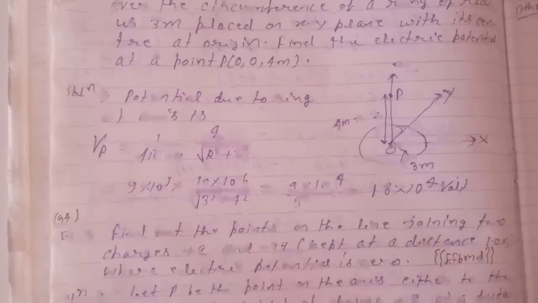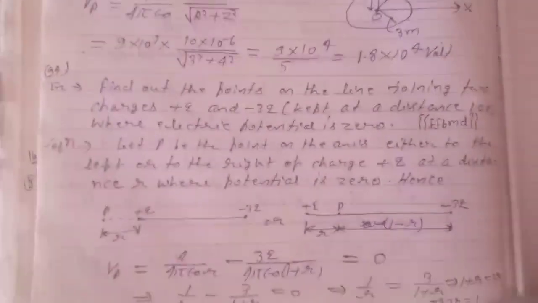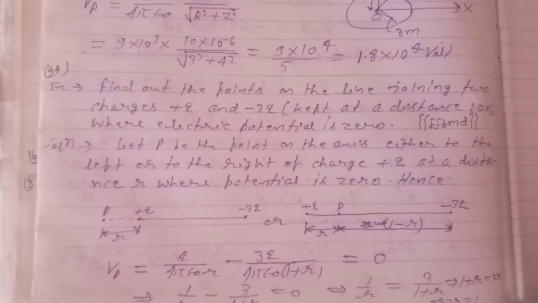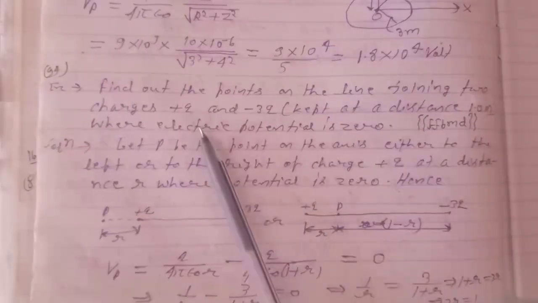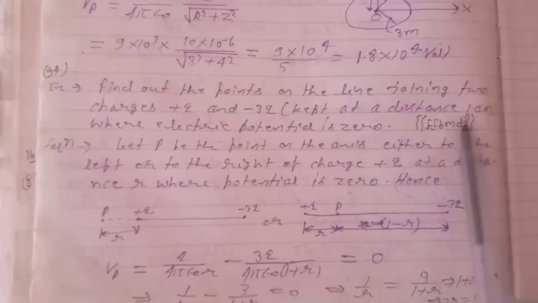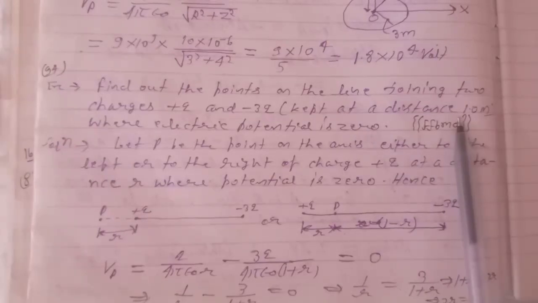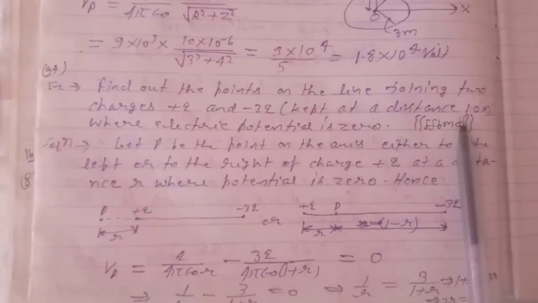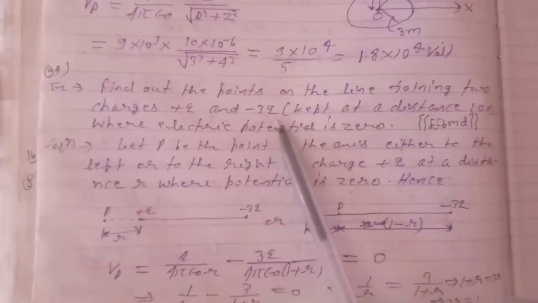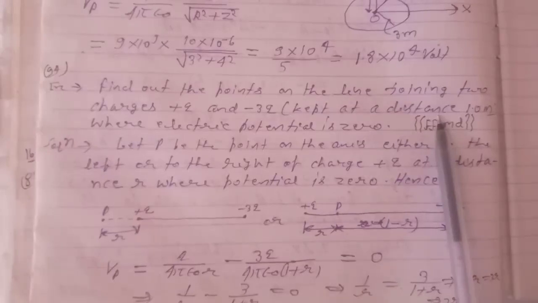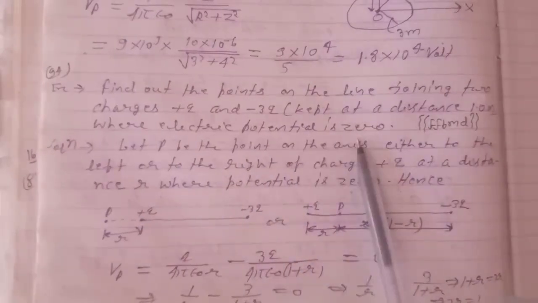Next, find out the points on the line joining two charges plus q and minus q kept at a distance of 1 meter apart where electric potential is 0.